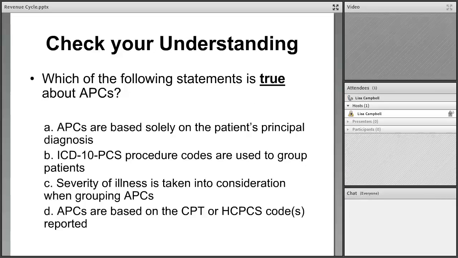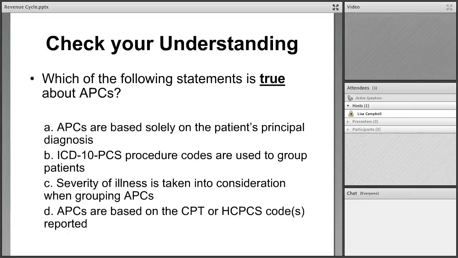Next question. Which of the following statements is true about APCs? Again, you have to know the terminology. So APC, ambulatory patient classification. A, APCs are based solely on the principal diagnoses. B, ICD-10-PCS procedure codes are used to group patients. C, severity of illness is taken into consideration when grouping APCs. And D, APCs are based on the CPT or the HCPCS code reported. So again, very important to know the differences.